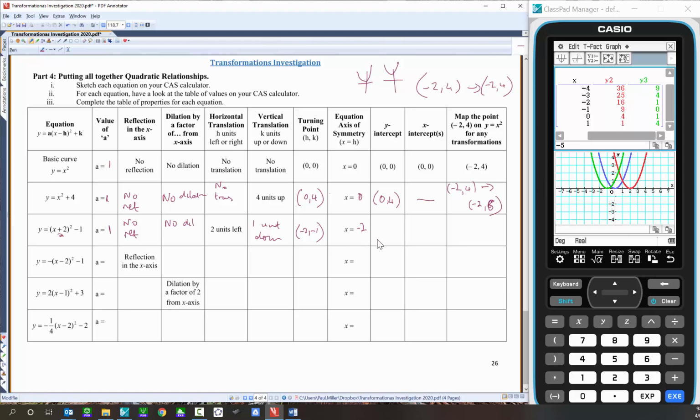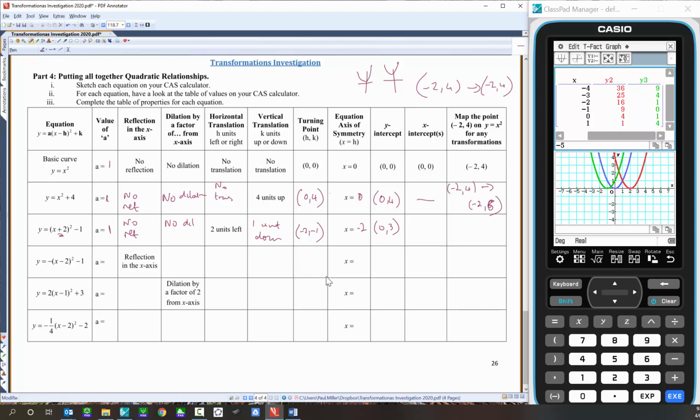What's the y-intercept going to be? Well, the y-intercept is originally at 0, 0, okay? Now, what we can do to get the y-intercept is simply let x is equal to 0. So we've got 0 plus 2, which is 2. 2 squared is 4. Take 1, it's going to be 3. So when x is equal to 0, y is equal to 3.